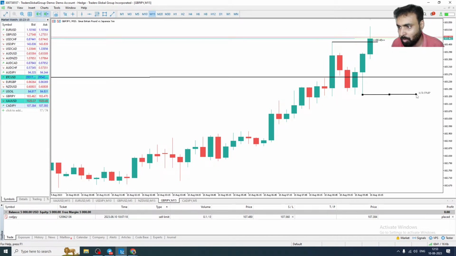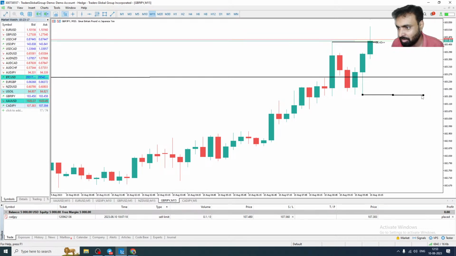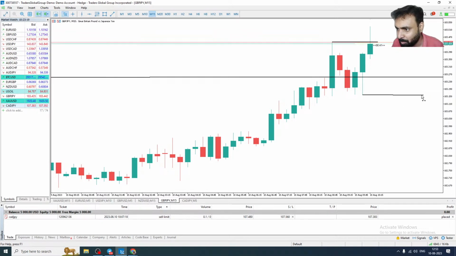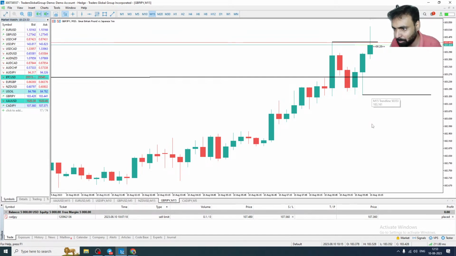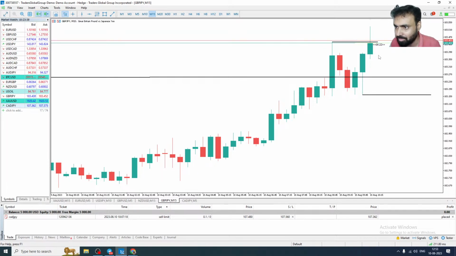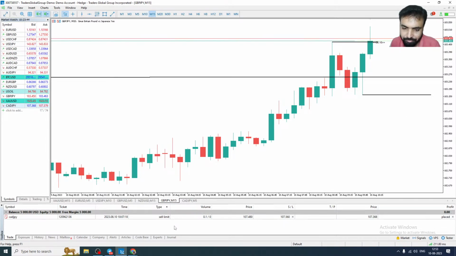Why am I always looking at GBP JPY? Because GBP JPY is the greatest pair to trade, in my opinion. This is the best pair to trade. So now you can see it's gone above. It is reacting. Now I want to see one break. If I see that one break, then this is my selling level, and I can run this entry maybe for the next 500 points.